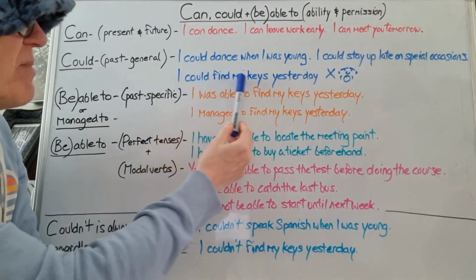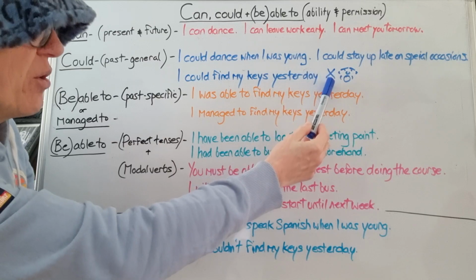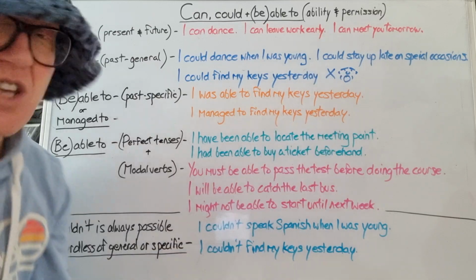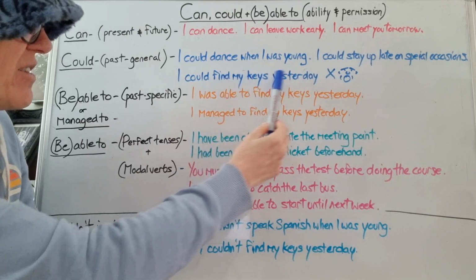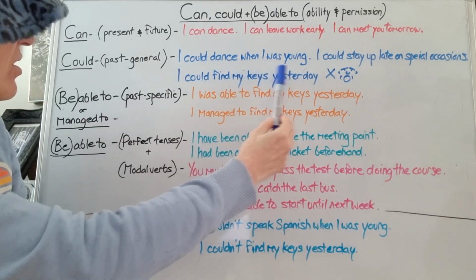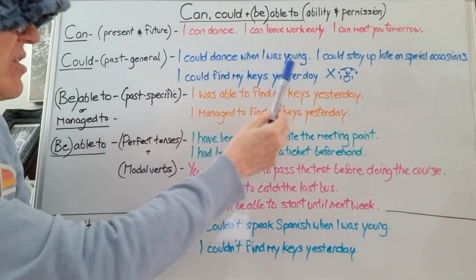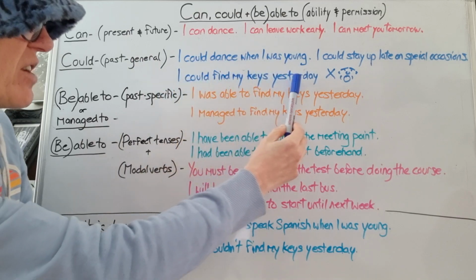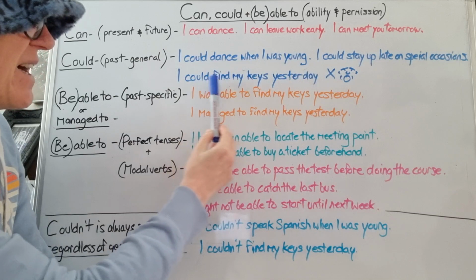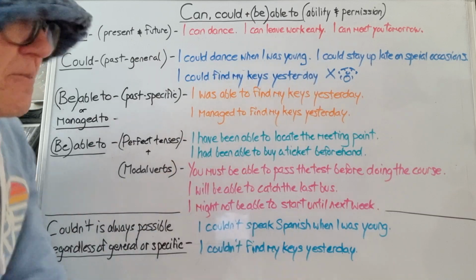I could find my keys yesterday. No. That face is no. So I could find my keys yesterday. Why is that wrong? Because that is not general. That is a specific action. That is talking about yesterday. So you cannot say I could find my keys yesterday.